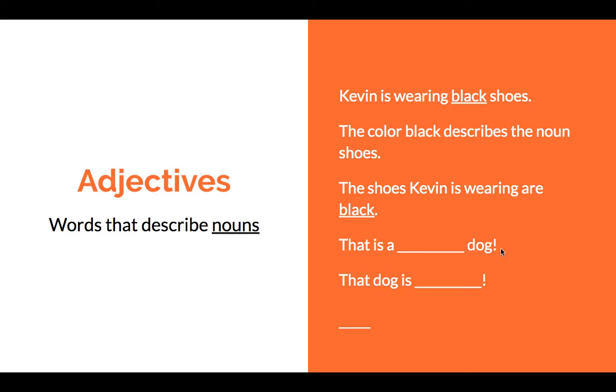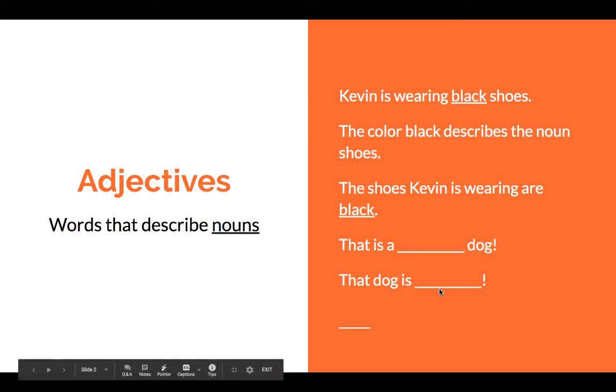So now I want you to think. That is a blank dog. Think of an adjective that could go there. Okay, so we could say that is a big dog, a huge dog, a small dog, a fluffy dog, a hairy dog, an ugly dog, a beautiful dog. All of those words would work. Those are all adjectives. Okay, try another one. That dog is. So we've got a linking verb, and we want to put the adjective after that one. So that dog is huge, small, pretty, excited. All those would be adjectives that describe the dog, either before the word dog or after the word dog.